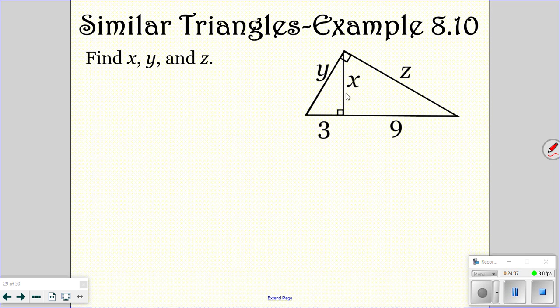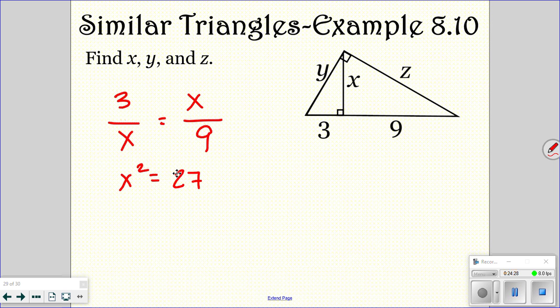So this x is the geometric mean between 3 and 9. And so what that means, you put 3 and 9, and then x goes opposite, diagonal from itself. It's the geometric mean of these two numbers. So then if you cross multiply, x squared equals 27. So if you take the square root of 27, that is 3 square roots of 3. So that's your x value.